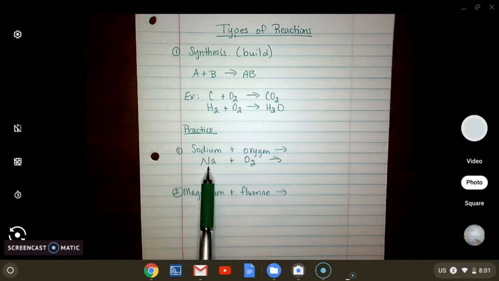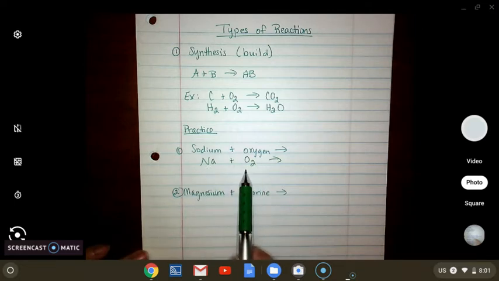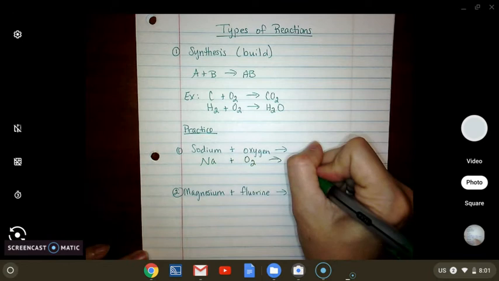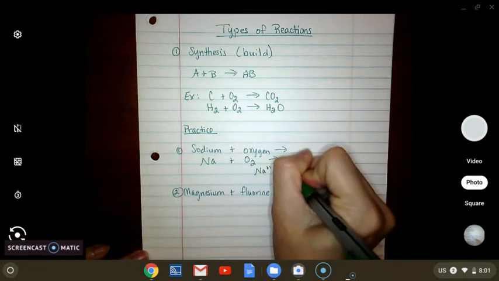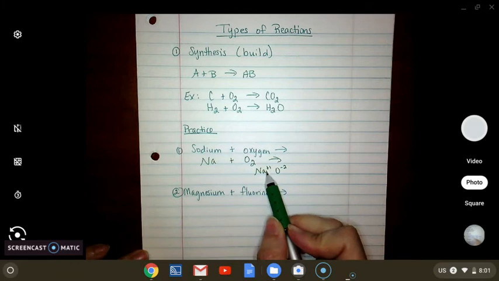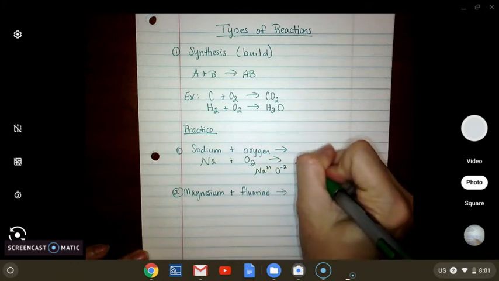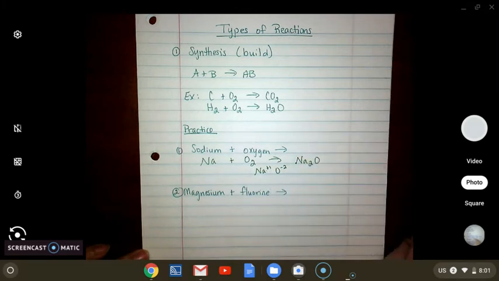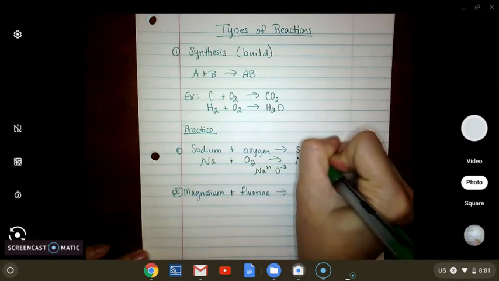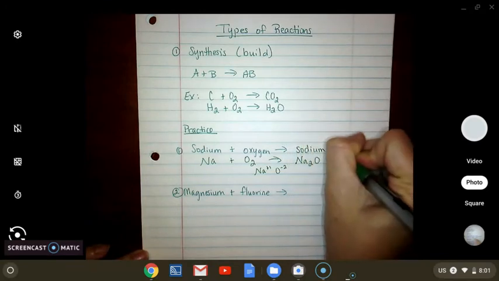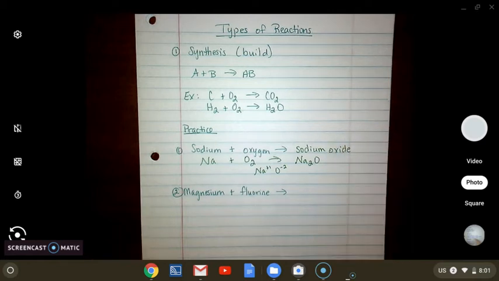So still, this is a metal, this is a non-metal. Use your ion list. Sodium has a +1 charge. Oxygen has a -2. So when you combine it, just remember +1, -2. Remember that 2 switches over. So you end up with Na2O. And all it is right here with the name is sodium oxide.